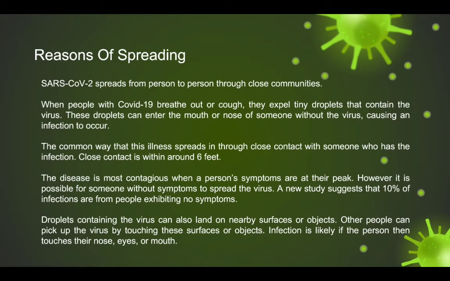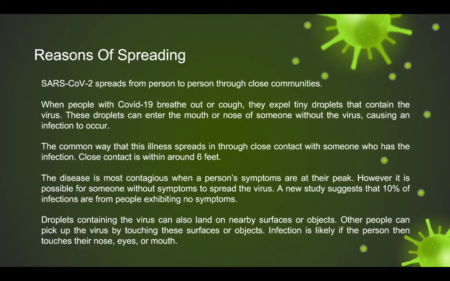Here are reasons of spreading. SARS-CoV-2 spreads from person to person through close contact. When a person with COVID-19 breathes out or coughs, they expel tiny droplets that contain virus. These droplets can enter the mouth or nose of someone without the virus, causing an infection to occur. The common way that this illness spreads is through close contact with someone who has the infection. Close contact is within around 6 feet. The disease is most contagious when a person's symptoms are at their peak.